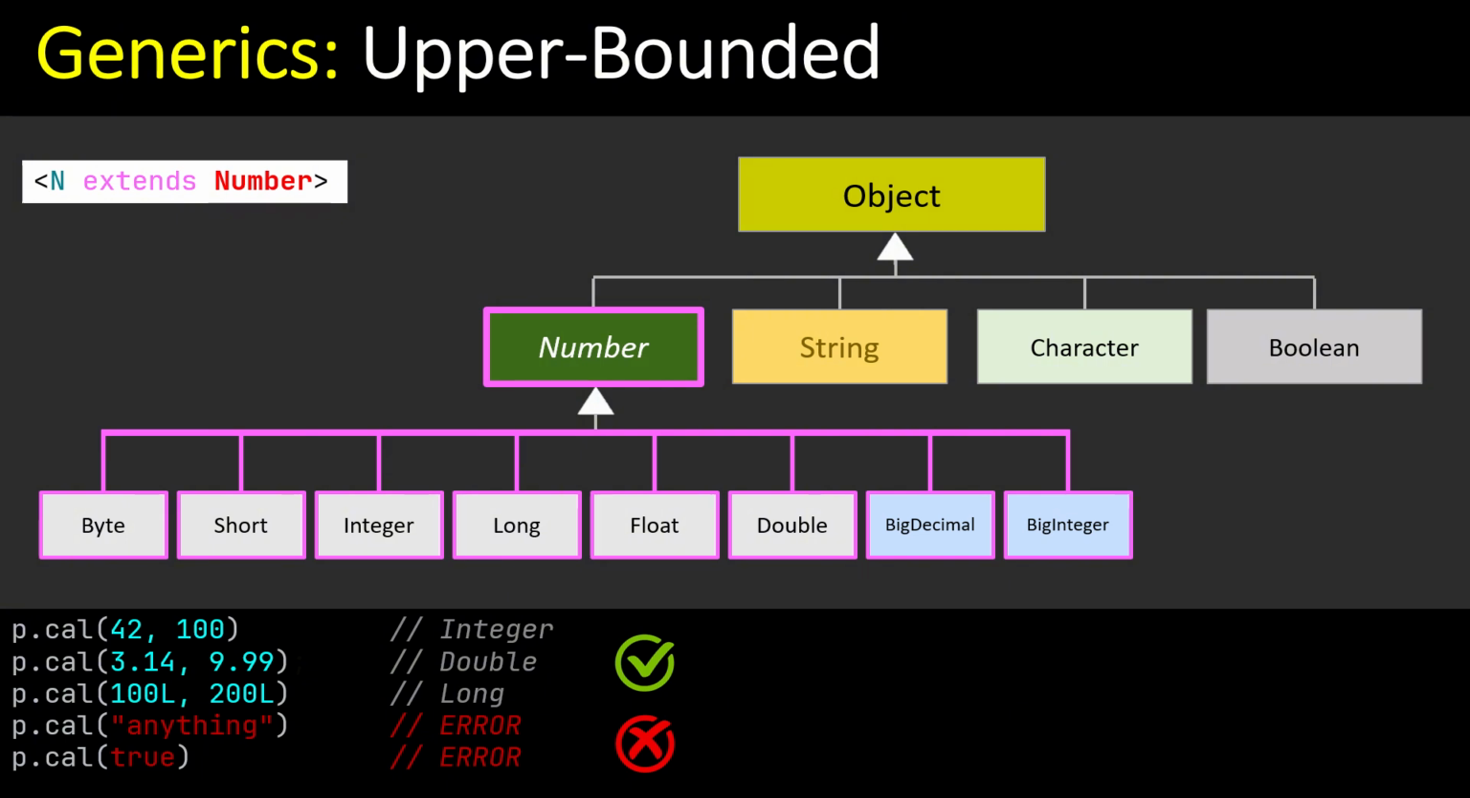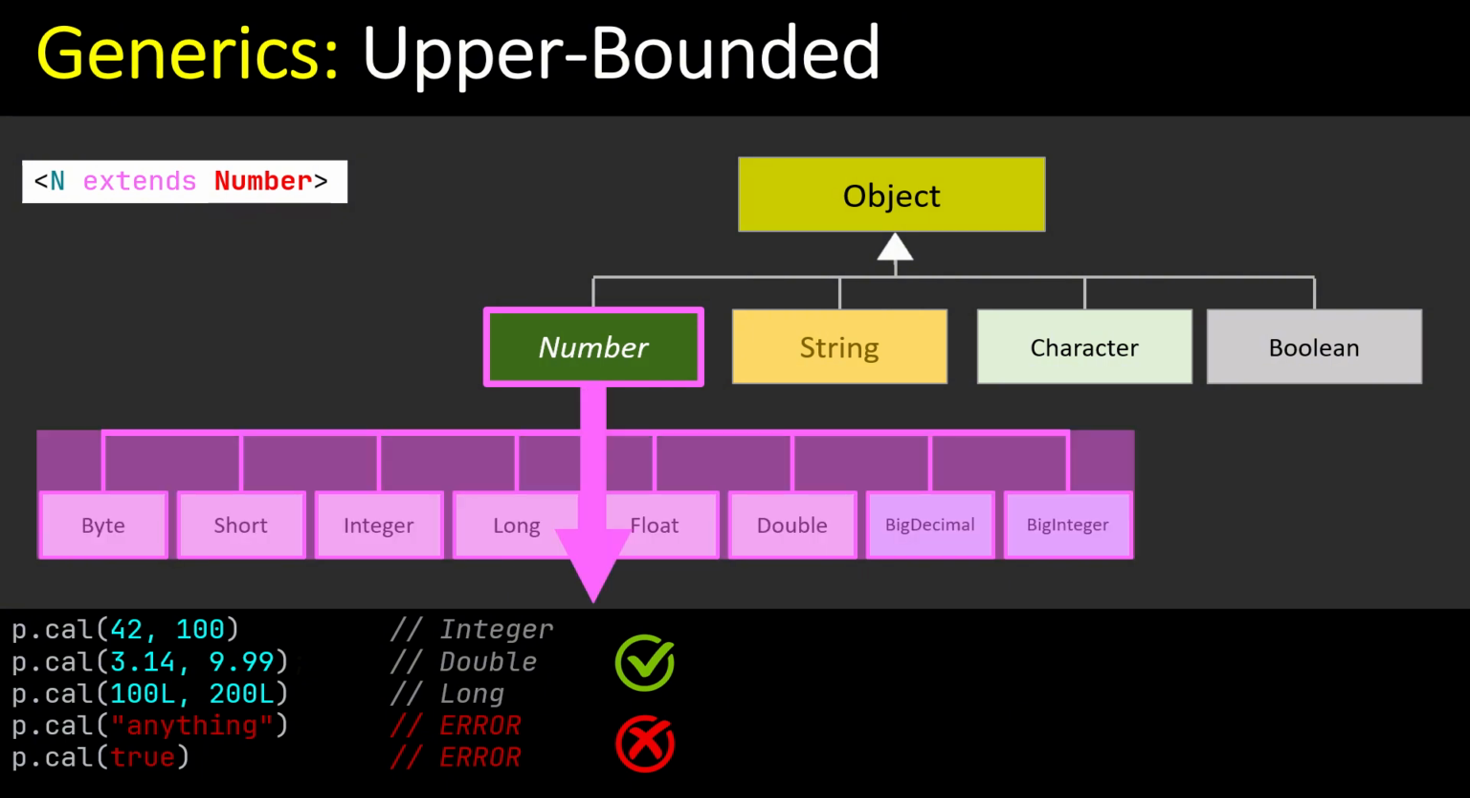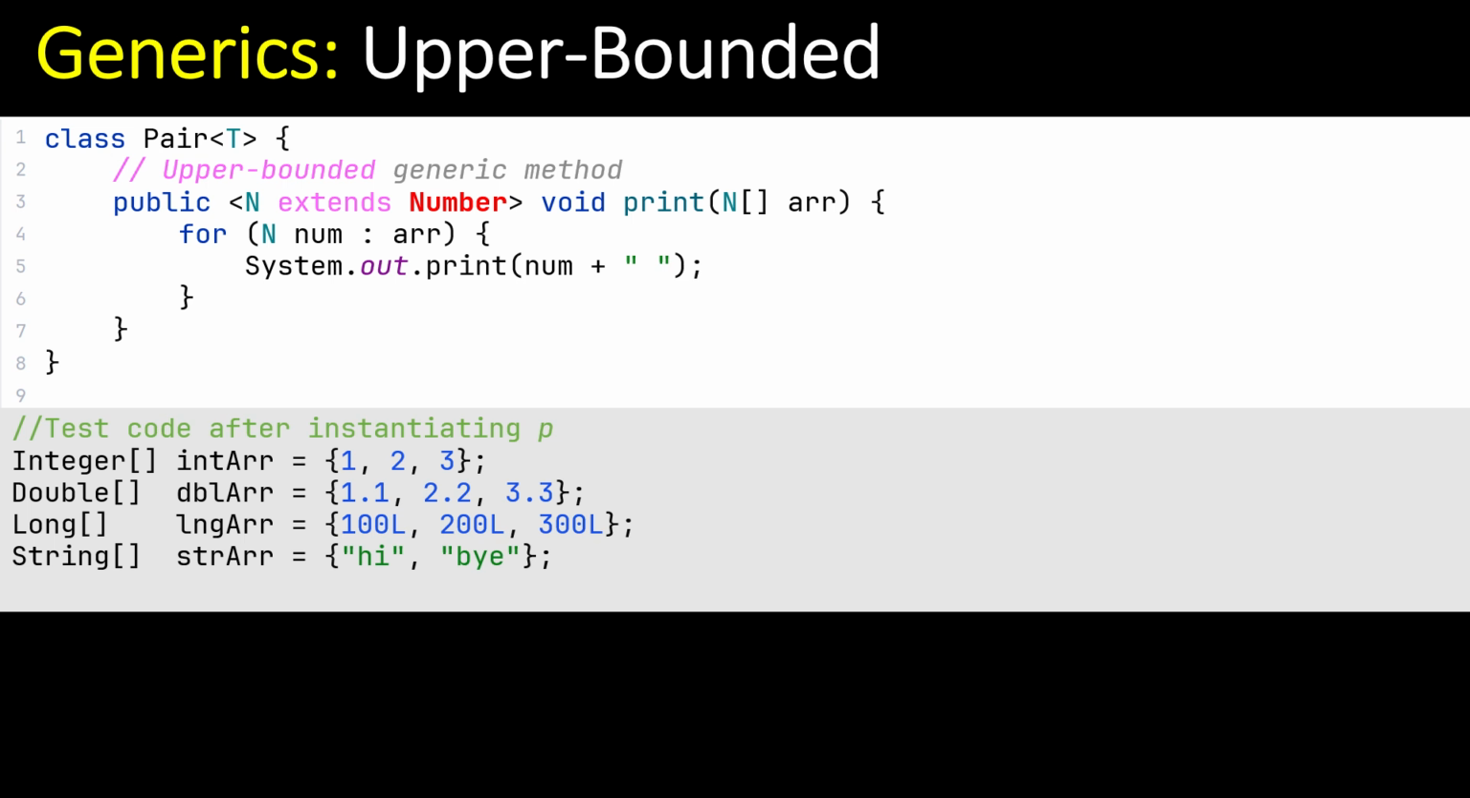This notation means that the type N is restricted to the Number class or any of its subclasses, setting Number as the upper bound within this hierarchy. Now you can clearly see what extends Number means in a generic method. It sets an upper bound which restricts the method to accept only types that belong to the Number hierarchy.